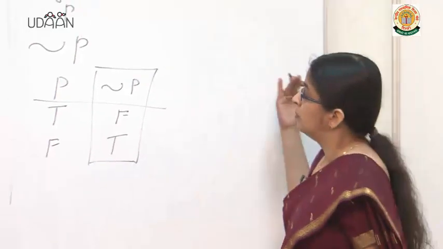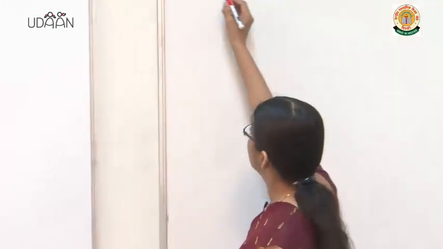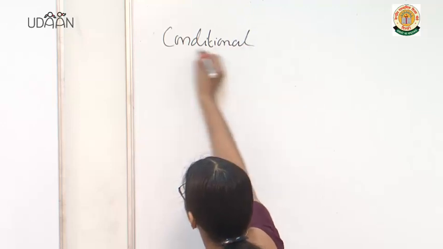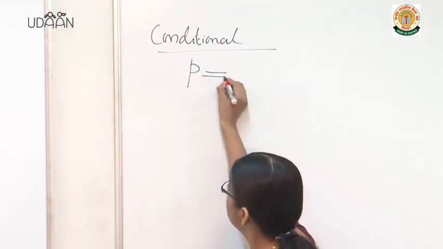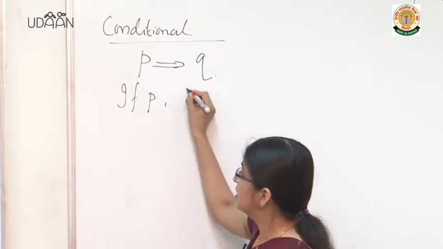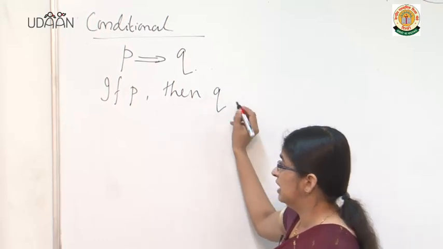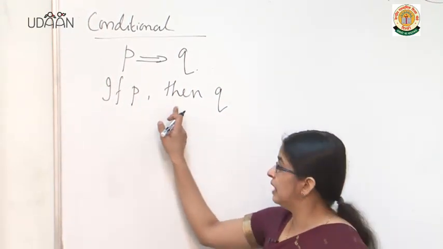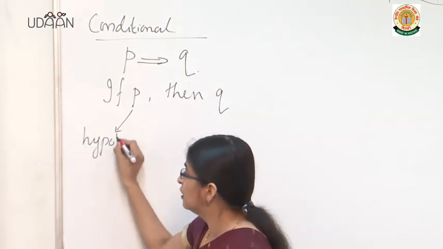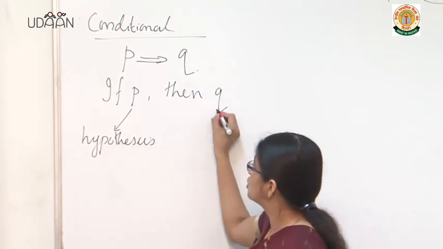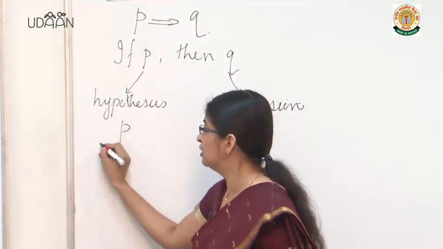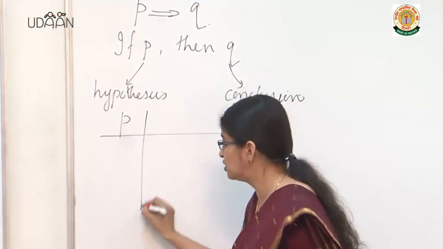Proceeding to the next connective, conditional. We write it this way, P implies Q. This means if P, then Q. That is, if P is true, then Q is true. Here, P is called the hypothesis and Q is called the conclusion. Let us make the truth table for this conditional statement P implies Q.